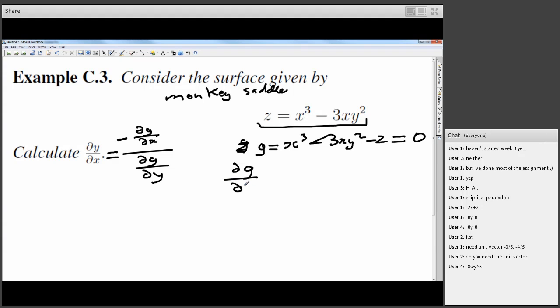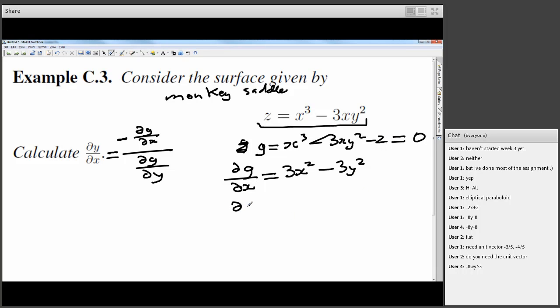So the partial derivative of g with respect to x. The partial derivative of x cubed with respect to x is 3x squared. The partial derivative of this term with respect to x would be minus 3y squared. And the partial derivative of z with respect to x is nothing. So that's the first term.